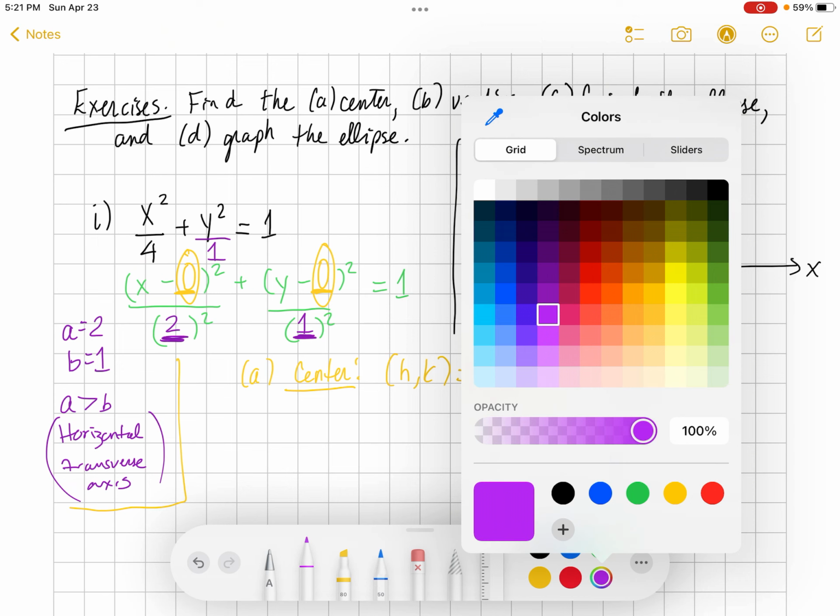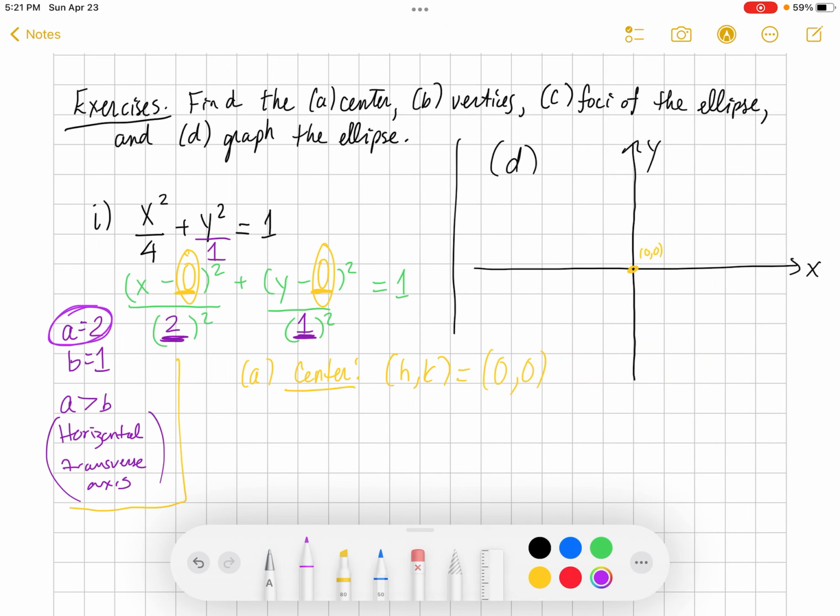Then I want to find vertices. So I'm going to use my a value. Where's my a value? My a value is 2. Remember, a is associated with the x. So in the x direction from the center, I'm going to go 1, 2, and plot a point. I'm going to go to the left from the center, 1, 2, and plot a point. So here I got the points (2, 0) and (-2, 0). And these are two of my vertices.